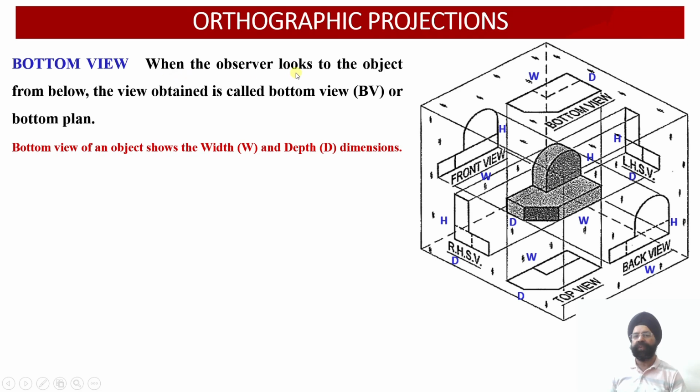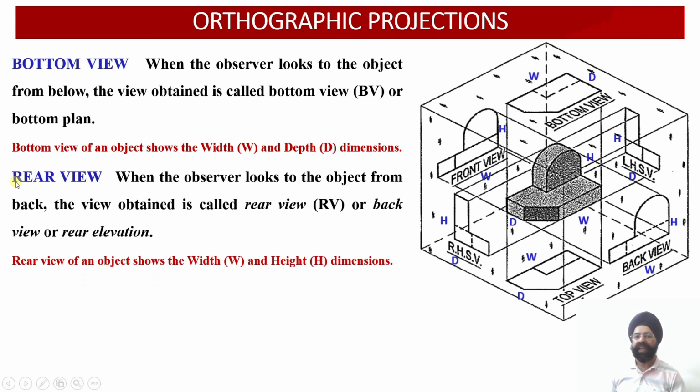So let us read out the definition of the bottom view. Whenever the observer is looking at the object from below, the view obtained is called the bottom view or the bottom plan. And just like the top view, the bottom view will also be showing us the width and the depth. You can check, the top view was also showing us the depth and the width. Similarly, the bottom view will also be showing us the width as well as the depth of the component.